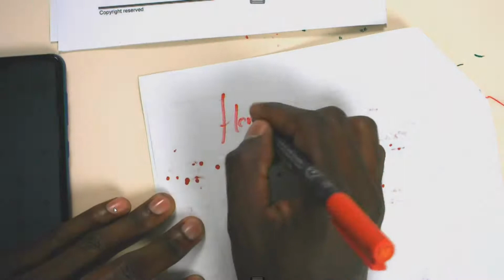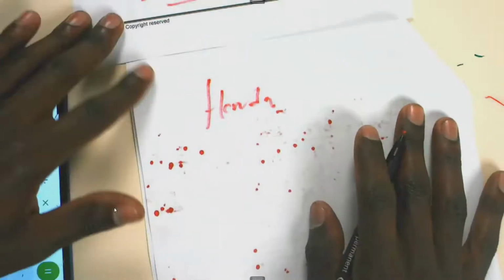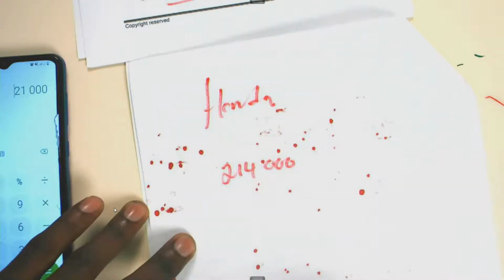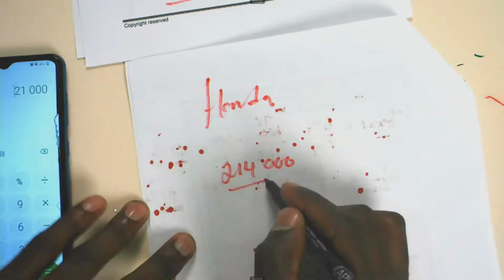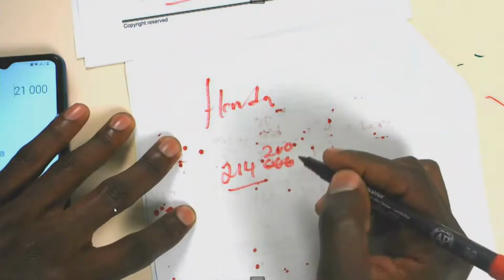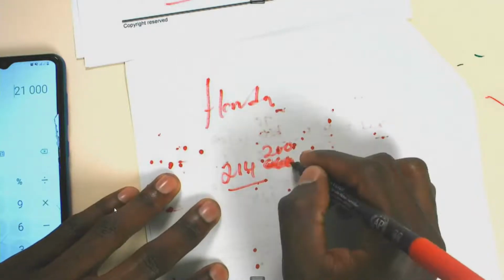But now, let us go to the company of Florida. In the case of Florida, remember, he owns 214,200 shares. This is what he currently owns at the beginning of the year.